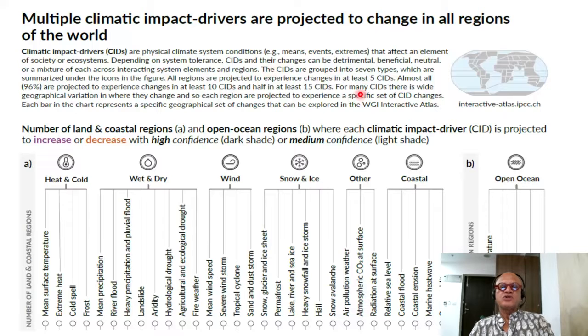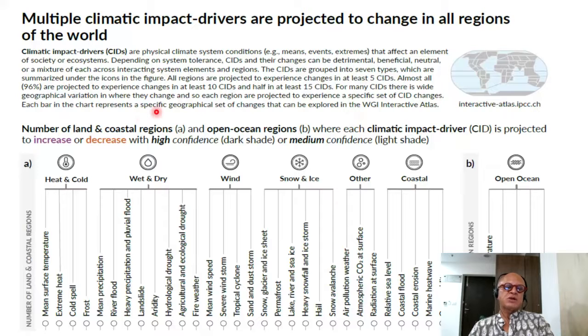The CIDs are grouped into 7 types, which are summarized under the icons in the figure we'll see here. All regions are projected to experience changes in at least 5 climatic impact drivers. Almost all, so 96%, are projected to experience changes in at least 10 CIDs and half in at least 15 CIDs. For many CIDs, there is a wide geographical variation in where they change, and so each region is projected to experience a specific set of CID changes.